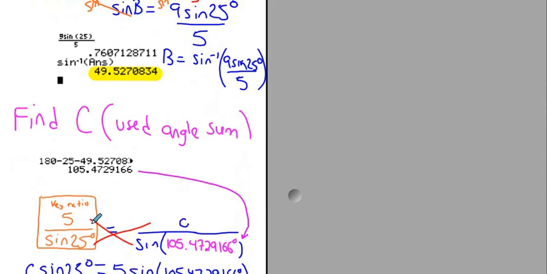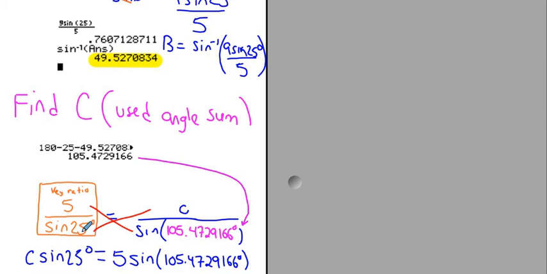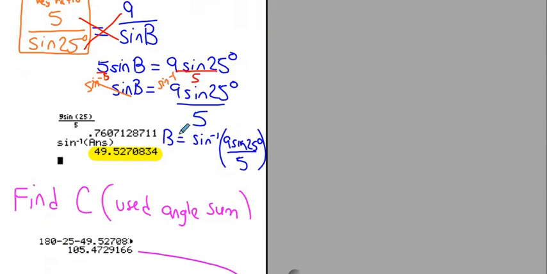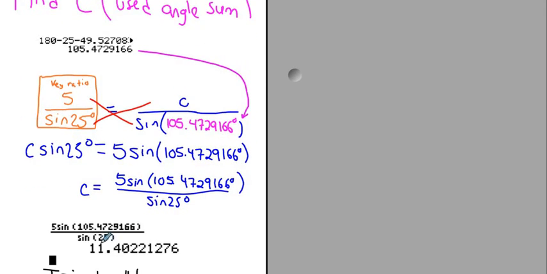I'm going to go back to this key ratio and use it again to find side C. So 5 over sine of 25 is equal to side C divided by sine of the angle I just found that corresponds to side C. I cross multiply, giving me C sine 25 equals 5 sine 105.473. And I divide by sine of 25. I do not need to use inverse because I'm finding a side. Remember, sides use sine and cosine and tangent. Angles use inverse sine, inverse cosine, inverse tangent. And so I typed that into the calculator and I get 11.402. Could, of course, have done all that on Desmos as well, or Casio, or what have you.